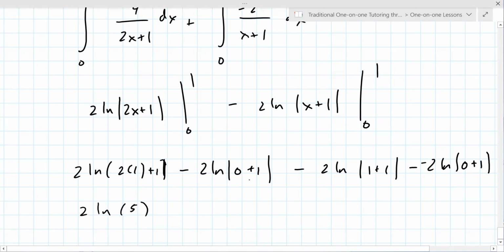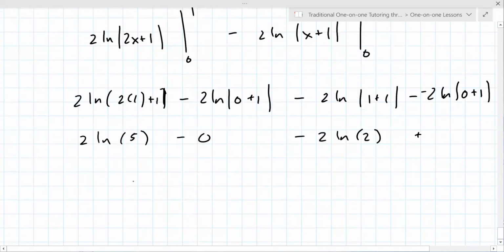Okay, so you get 2 natural log of 3, minus 2 natural log of 1, which is 0, because natural log of 1 is 0. So you end up getting 2 natural log of 3 minus 2 natural log of 2. You could combine these, but it's unnecessary. You get this far, your structure's pretty happy, analyzing the bounds there, but it's top minus bottom. It's always top minus bottom.